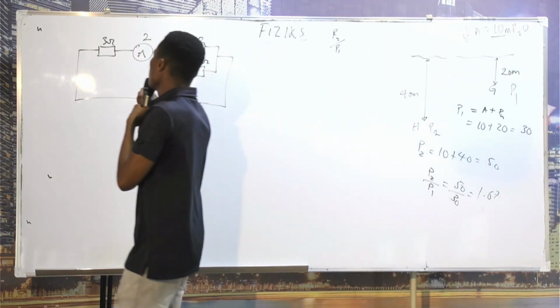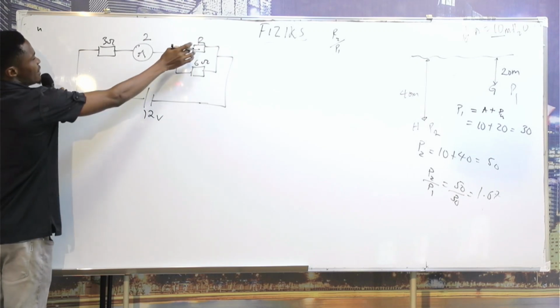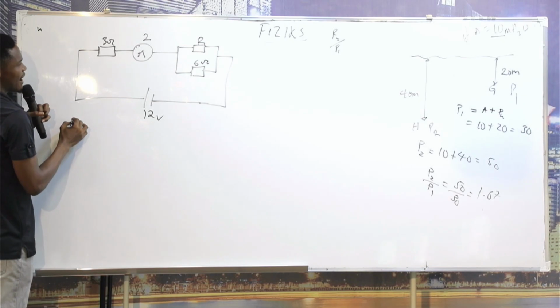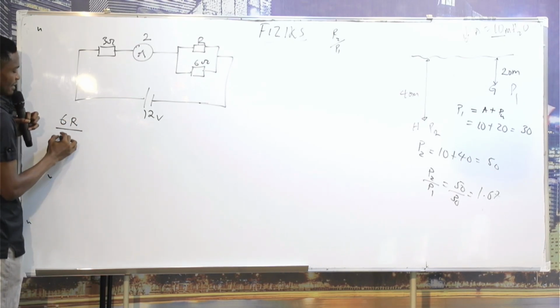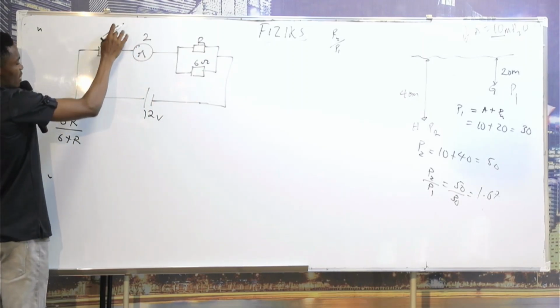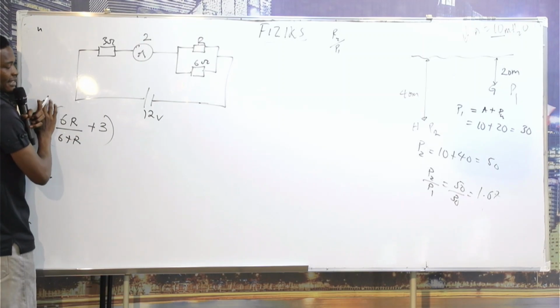You can say, okay, what is the total resistance? Now, this and this, how are they connected? Parallel. So you will have 6R over 6 plus R. Okay? That is this guy, and it is in series with this. So plus 3. Now, this is the total resistance.